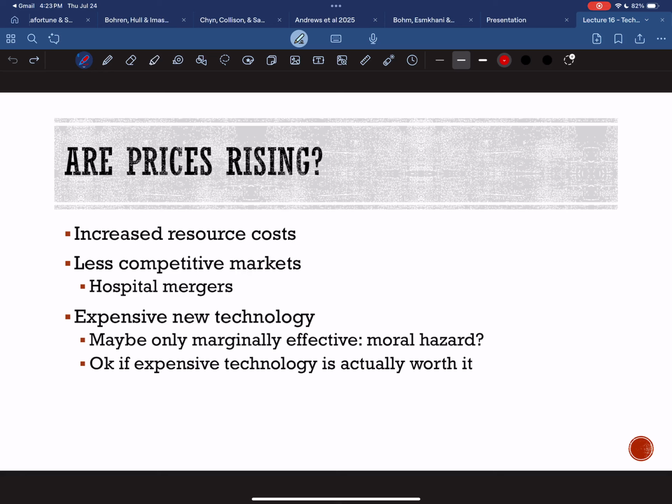And next lecture we'll go into thinking about how do we price these technologies and is a new technology worth it. But just throughout this lecture, just remember that just because a new technology has an effect does not necessarily mean it's worth it. Especially if the insurance is footing the bill, and so there's lots of moral hazard and the patients aren't paying for the cost of their own care or only paying for a small portion of their own care.